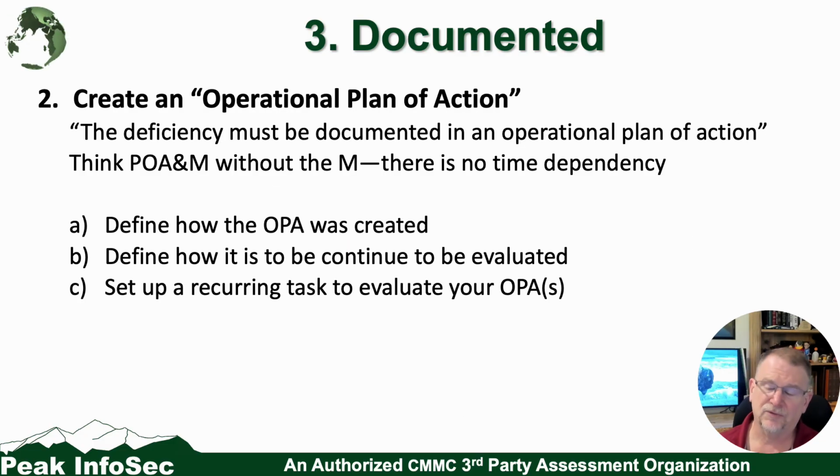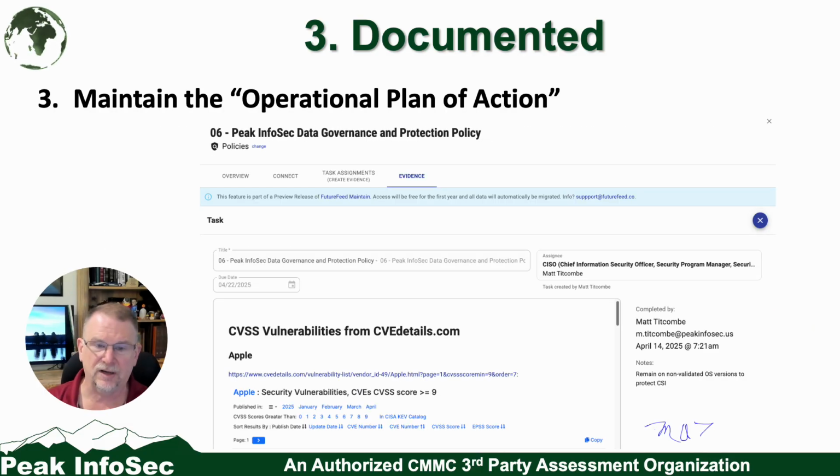The next part is for documentation. You do need to have that operational plan of action. Now, an operational plan of action is, think of a POA&M without the milestones. There is no time dependency on this. So you need to define how the OPA is created, how you are going to continue to evaluate it, and then set up a recurring task for doing this. Now, we use FutureFeed to do this, which is really great for us because we can go into the task assignments right up there, and we can create a recurring task.